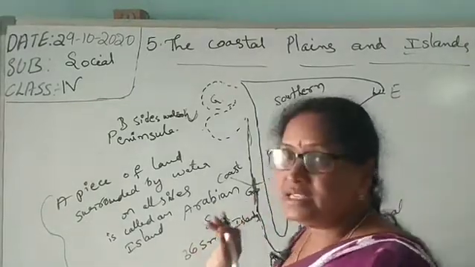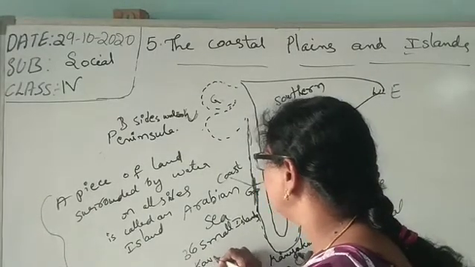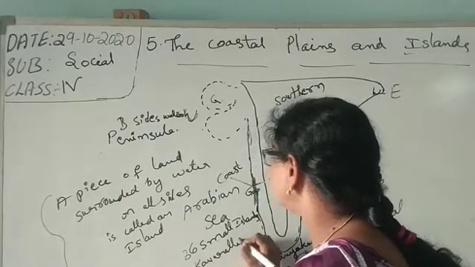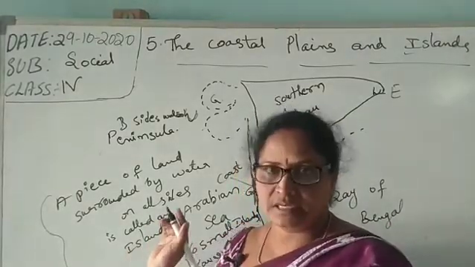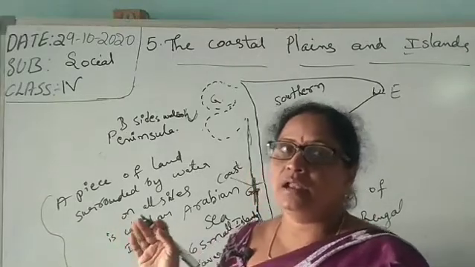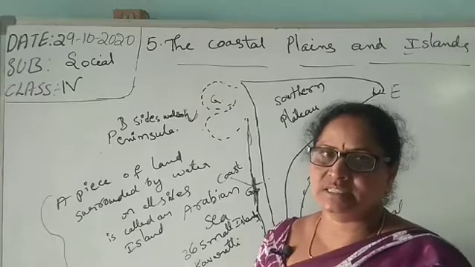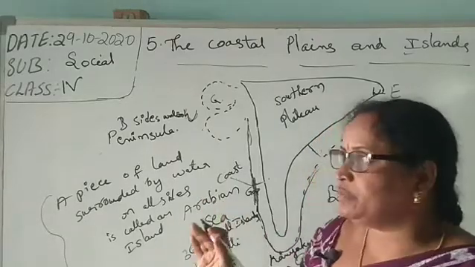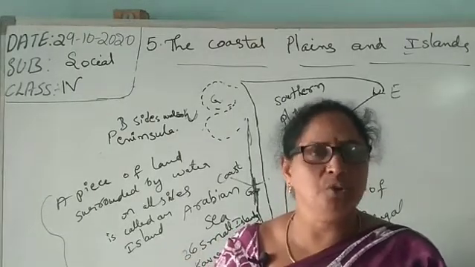One is the capital. It is Kavaratti. Kavaratti is the capital island of these 36 islands. Of these 36, only 11 are inhabited. Lakshadweep is a union territory, a small union territory.